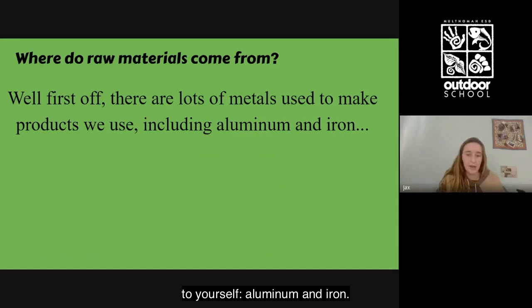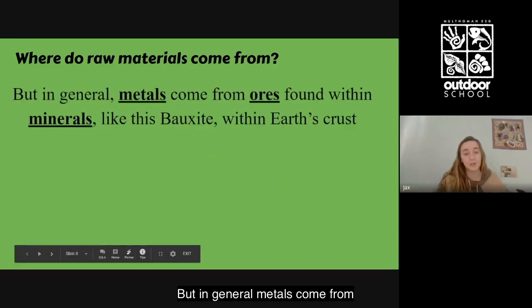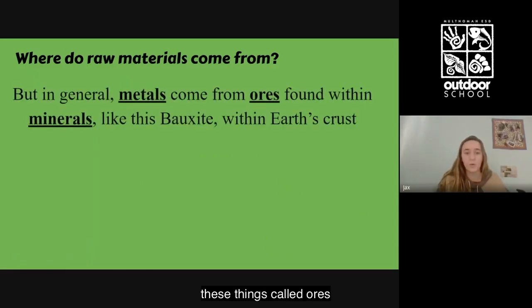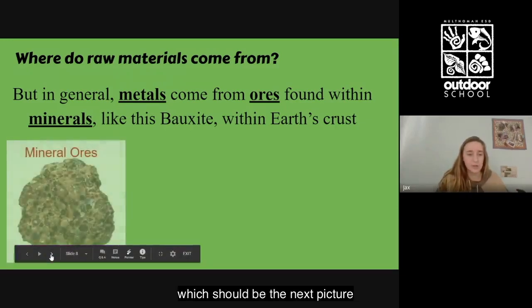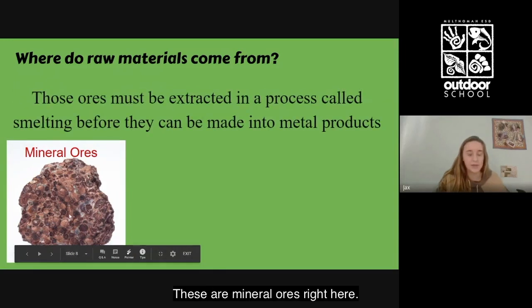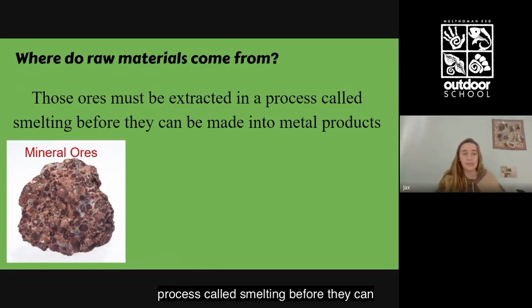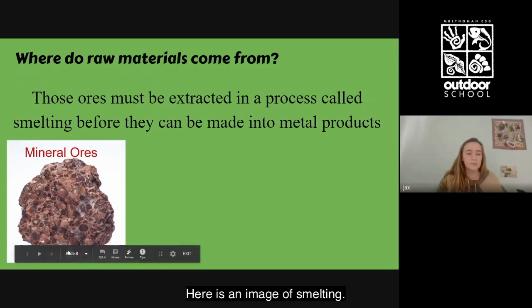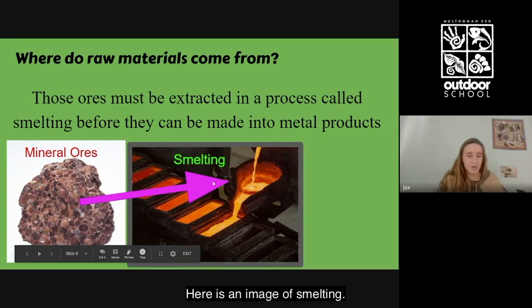Aluminum and iron. But in general, metals come from these things called ores found within minerals, like this bauxite, which should be the next pictures within the Earth's crust. So these are mineral ores right here. And these are extracted in a process called smelting before they can be made into metal products. So here is an image of smelting.